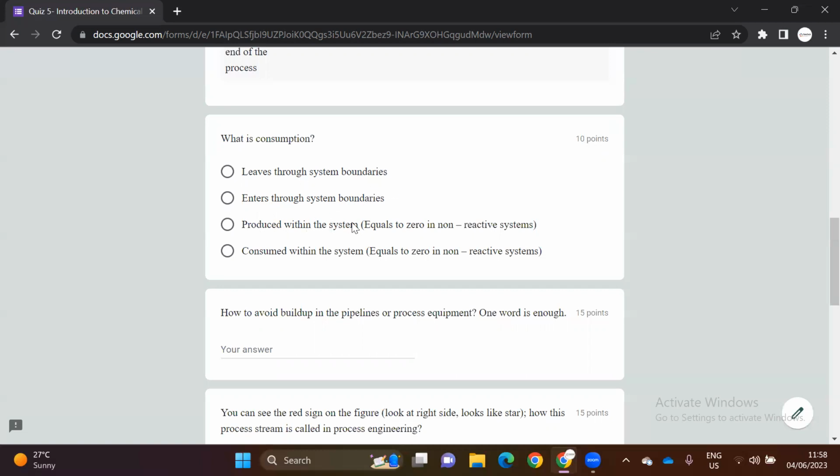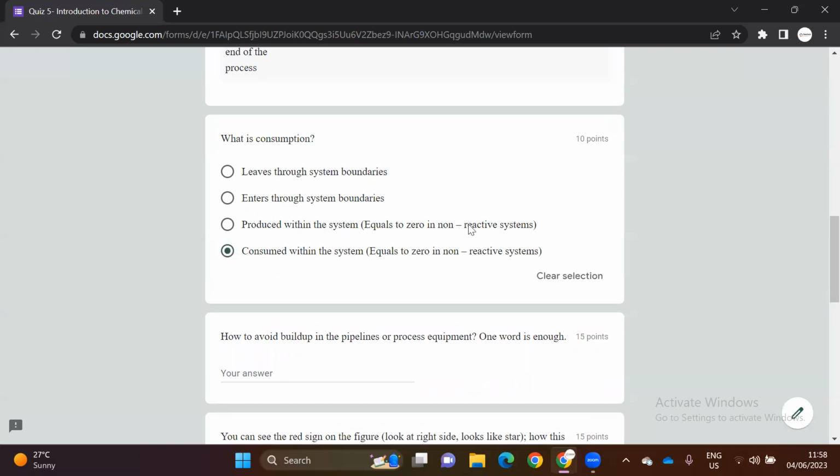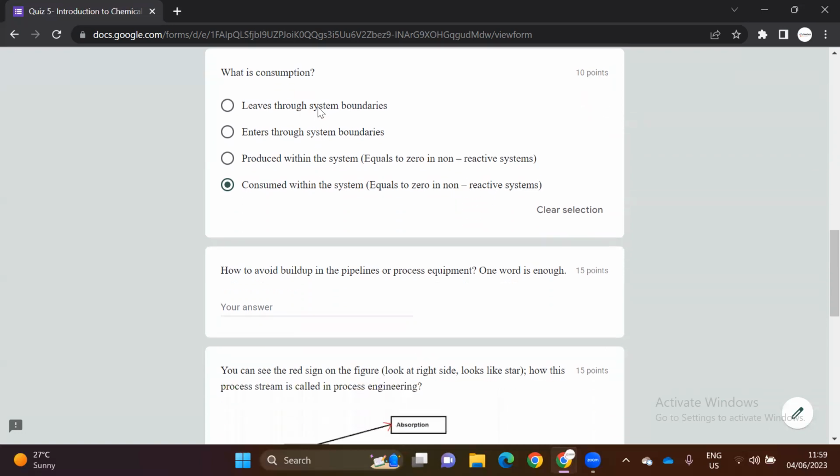Generation is produced within the system and consumption is consumed within the system. In non-reactive systems, we have only inlet and outlet and also accumulation. Additionally, we don't need to consider consumption or generation terms. Accumulation is the build-up of some additional processed products inside the process equipment. But in this question, it was asked to find the consumption, which is consumed within the system.